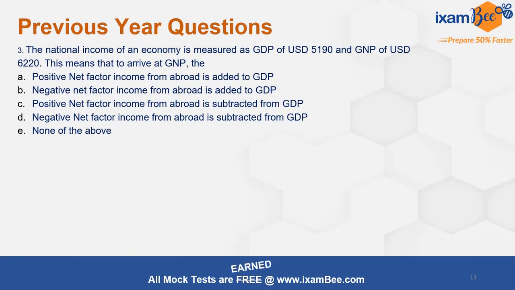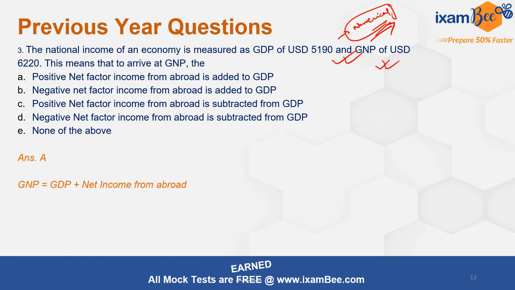Next question is, the national income of an economy is measured as GDP of USD 5190 and GNP of USD 6220. This means that to arrive at GNP, what should be done? Again, refer to the flow chart, and this is a very easy question. Also, please note that yes, some small numerical questions they do give in the examination. So it's not that you only need to prepare conceptual questions. You need to prepare all kinds of questions to be on a safer side. And if you have conceptual clarity, then nothing can stop you. You can solve any kind of questions.